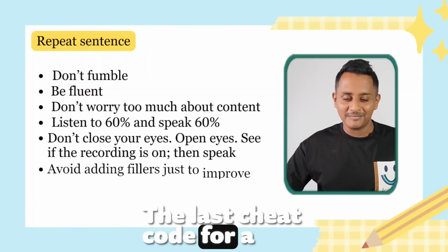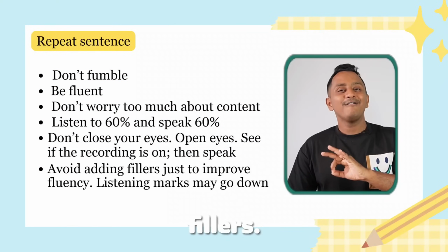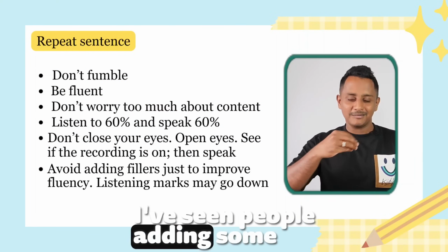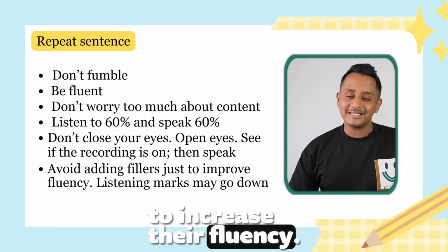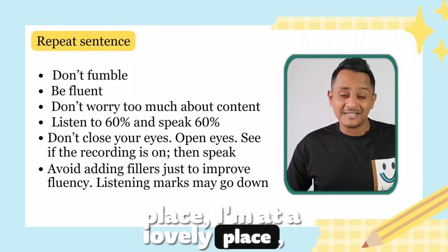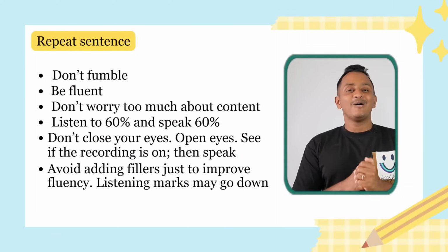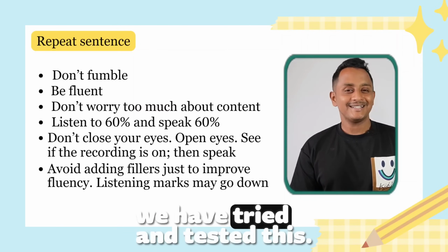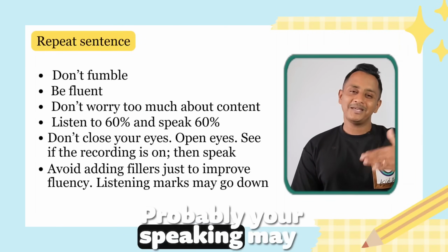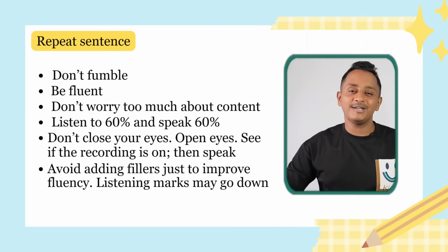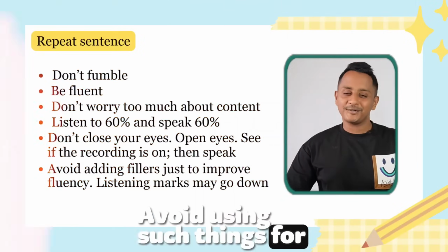The last cheat code for your repeat sentences: avoid adding fillers. I've seen people adding some fillers to increase their fluency. Something like, "I'm at a lovely place, I'm at a lovely place," or "I love you to the moon and come back, I love you to the moon and come back." All these are not going to give you scores. We have tried and tested this. Probably your speaking may go up, but your listening will come down. Avoid using such things for your repeat sentence.